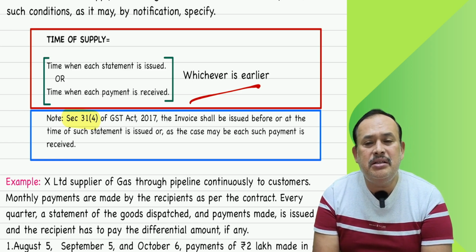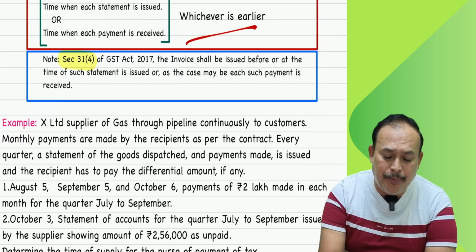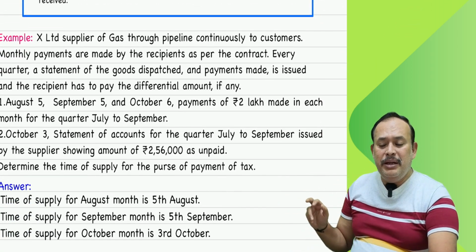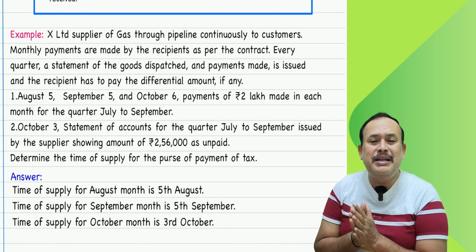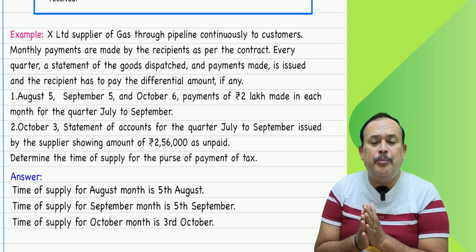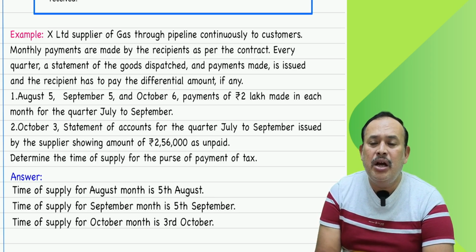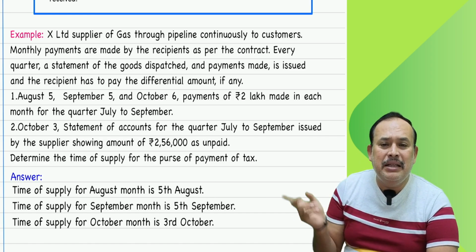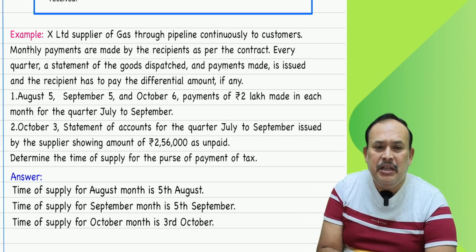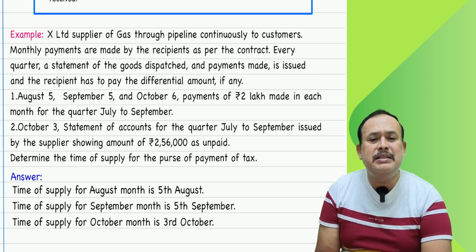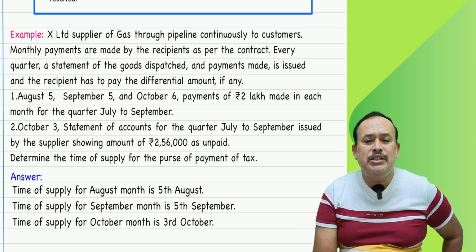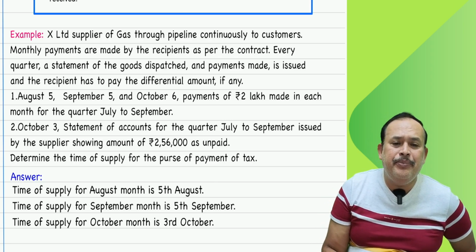Sir, how to understand this with the help of a numeric example? I am bringing here a numeric example for your kind consideration. Just look and understand. The example reads as follows. X Limited supplies gas through pipeline continuously to customers. Monthly payments are made by the recipient as per the contract. Every quarter, a statement of the goods dispatched and payment made is issued, and the recipient has to pay the differential amount, if any.